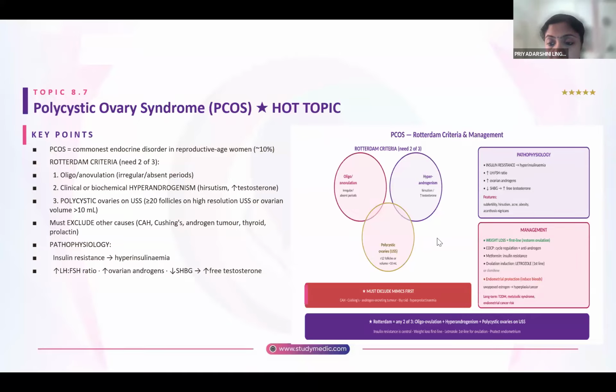So long term, what are the complications that they might go into? They can have type 2 diabetes mellitus developing quite earlier in life. They can have metabolic syndrome because of all these changes, and there's a high risk of developing endometrial cancer in these women also. So these are some key long-term complications of PCOS. The most important thing here, not all women will be PCOS, so you have to remember this. This is again a potential SBA that can come.